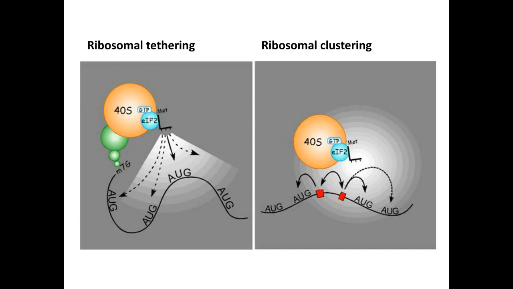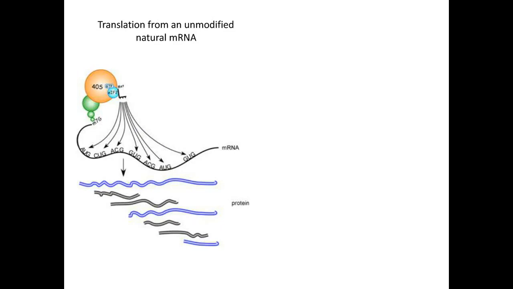The clustering is a similar idea, except the interactions between the message and the translation machinery are not as tight. The effect is a kind of on-off interaction that increases local, in both cases, it's all about increased local concentration and accessibility of AUGs that you can base pair to. So if you imagine translation from a natural message that has not been codon optimized, what you'll get is initiation at multiple different sites.